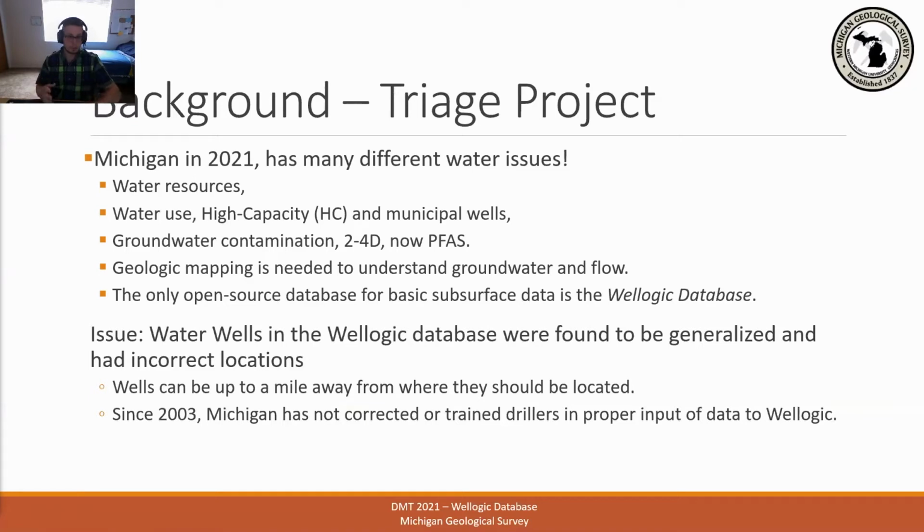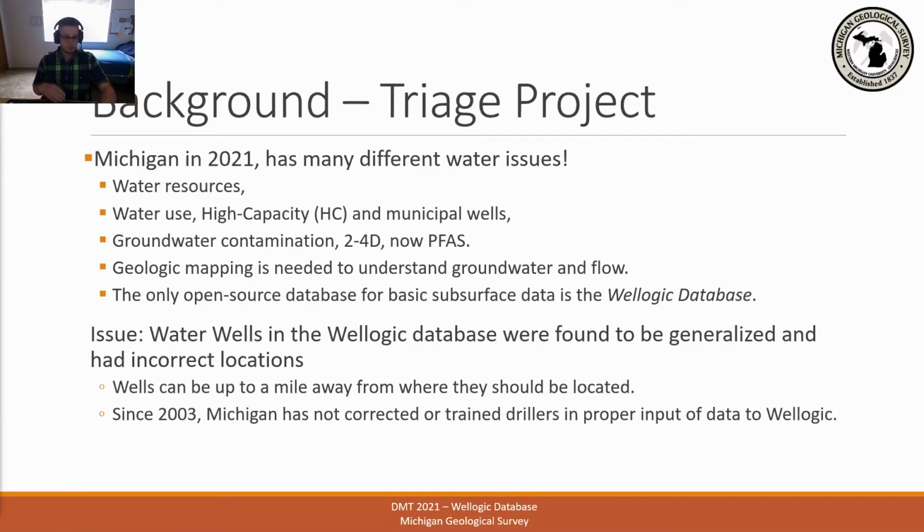Just a brief background, and then I'll bring it back to John to go over more of the details. This is some background information on the project itself, which is known as the Triage Project. Michigan in 2021 has a lot of different issues concerning its water resources, the different wells that we have, the high capacity wells, different groundwater contaminations, and particularly now dealing with PFAS contamination, which John will talk about later. The biggest thing now is being able to use geologic mapping to better understand the groundwater, where it's flowing, and be able to talk about these different issues concerning our resources, our contamination issues, et cetera.